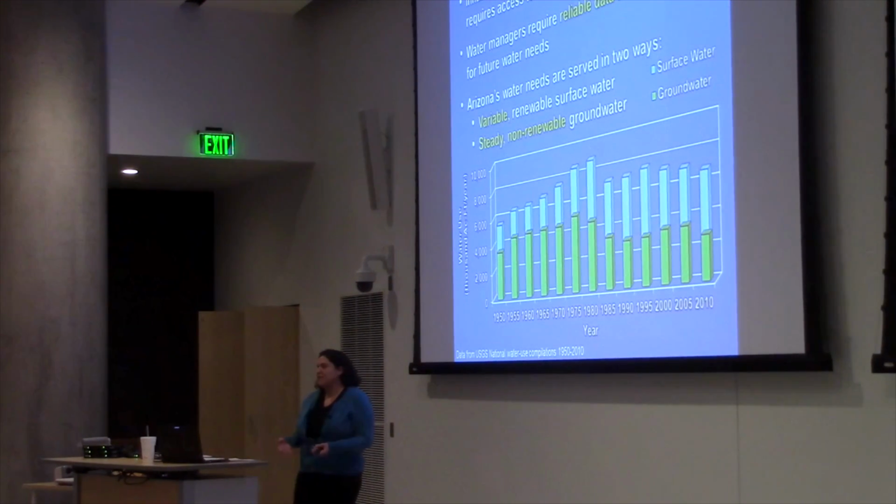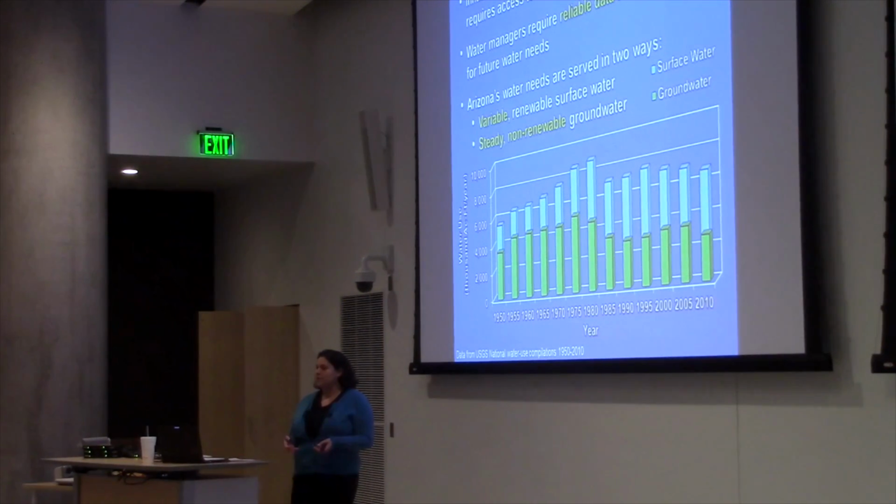So just like anywhere, you need water if you're going to live in Arizona, but it's particularly hard to find because we live in a very arid environment. So we need to make sure that we have access to dependable and adequate supplies. And to do this, the water managers of the state need to know how much water we have and how it's being used. And so they have two sources that they look at.